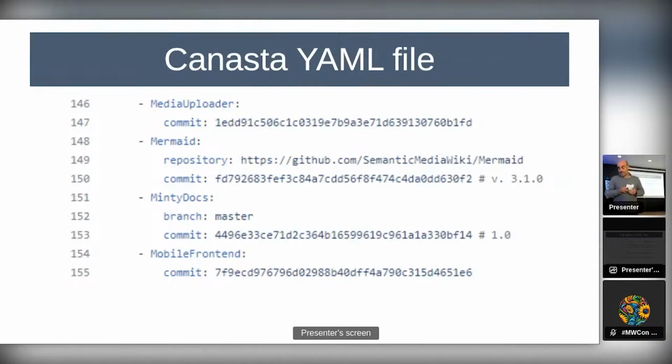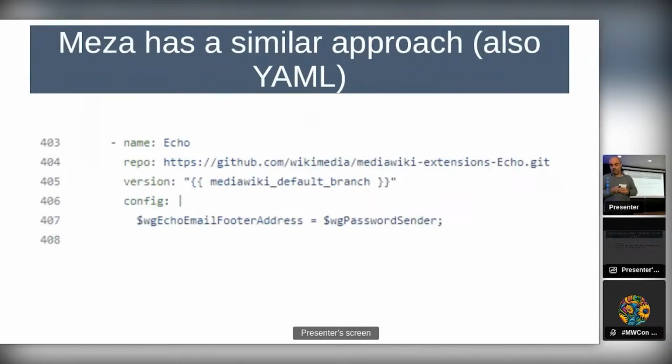And Canasta isn't the only one. There's a package called Mezza, which I didn't mention before, although it was covered a little bit earlier, and I think will be covered more tomorrow. It too has a YAML file. It's a little bit of a different syntax, but it's the same kind of idea. And I think this seems like a really good approach to any sort of general solution for coming up with a best practices or recommended set of extensions and skins for any specific MediaWiki version.